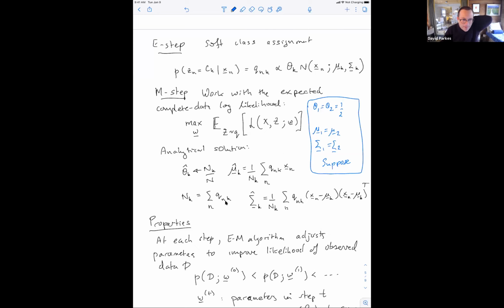And now think about what the M step will now do. Well, each component has the same data with the same weights. And so each component will acquire exactly the same mu's and covariances. And then the same thing again exactly will happen.